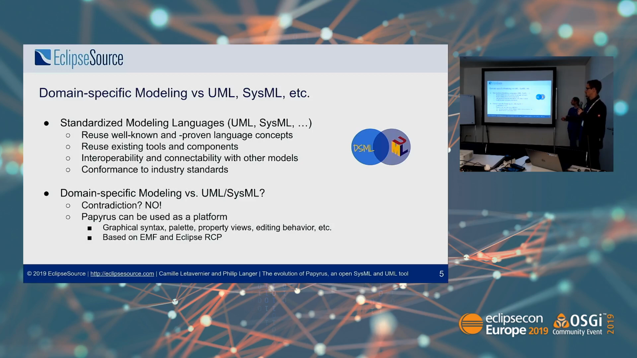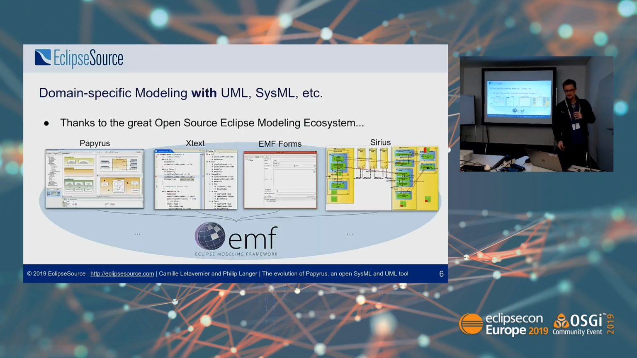And Papyrus, I will show a demo of that later, supports all these customizations to make it domain specific. Another thing that is really great about Papyrus is that it's based on EMF and Eclipse RCP, because that actually allows you to integrate Papyrus with all the other great technologies that are out there in the modeling domain in Eclipse. So that means you can integrate it with Xtext to have textual languages, for instance, as well as form-based and even domain-specific graphical languages that have been built from scratch with Sirius. Since both are EMF, you can just combine them as you wish.